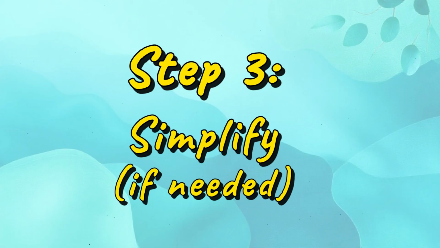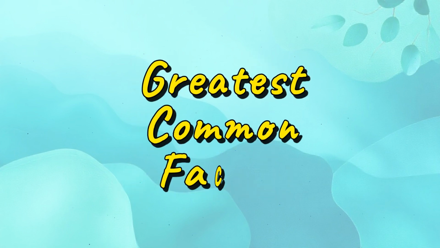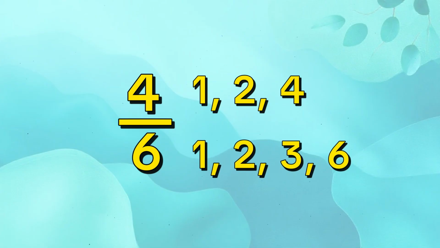You won't always have to do this, but you should always check to see if the fraction can be simplified. To simplify, we find the greatest common factor of the numerator and denominator, the largest number that divides evenly into both. Let's look at our answer, 4/6. The factors of 4 are 1, 2, and 4. The factors of 6 are 1, 2, 3, and 6. The greatest common factor is 2.